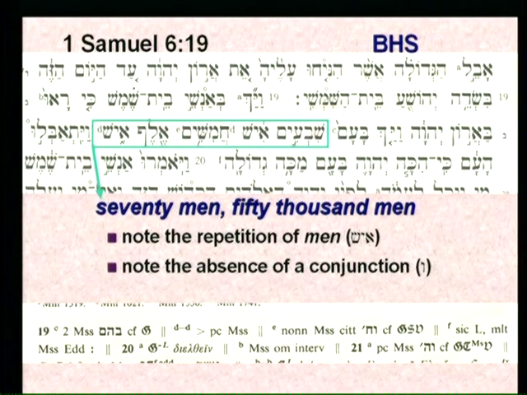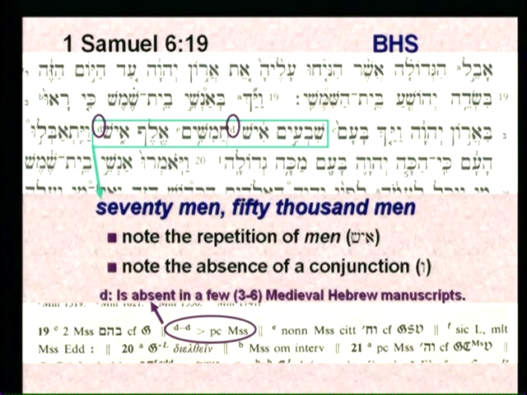And then we look at the textual critical apparatus of BHS. As we look at that, the D's mark off a phrase of the 50,000 men. And we go down and it says that it is absent in a few medieval Hebrew manuscripts, meaning 3 to 6 for 1 and 2 Samuel, rather than 3 to 10 elsewhere. So a maximum of 6 Hebrew manuscripts.